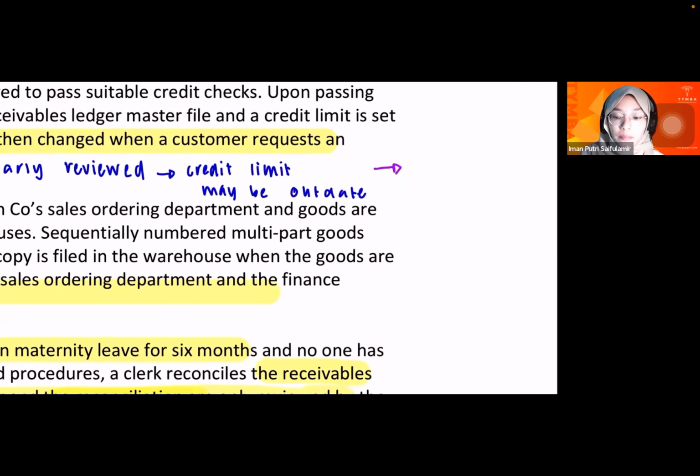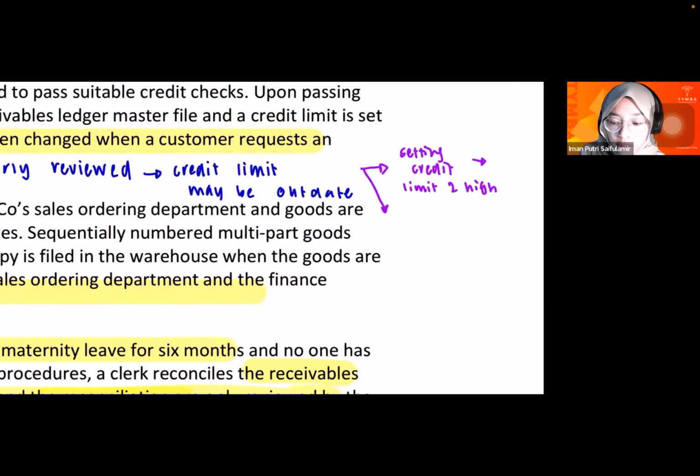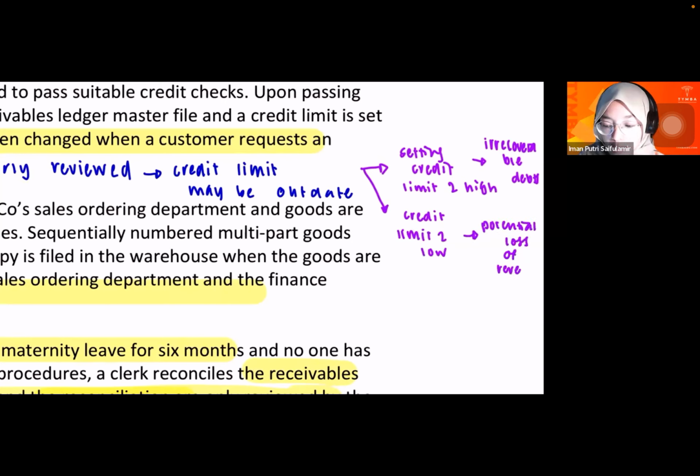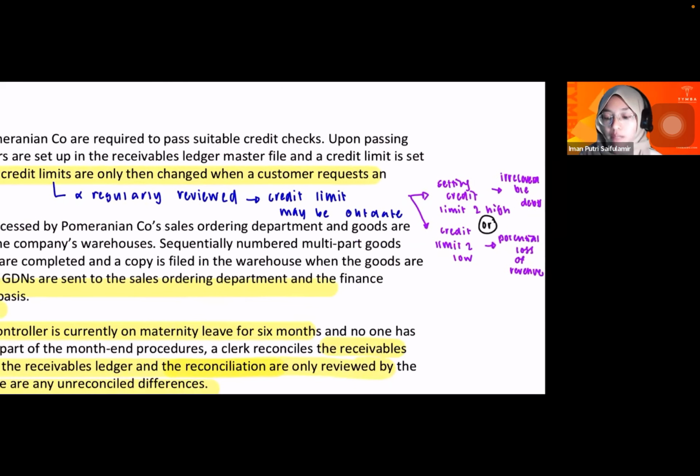There are two possibilities here. We are either setting the credit limit too high. If we set the credit limit too high, this could lead to potential irrecoverable debts. Or if we are setting the credit limit too low, then this could be a potential loss of revenue. So this is how you guys will answer. Either one is fine. You can either talk about the credit limit being too high or too low.